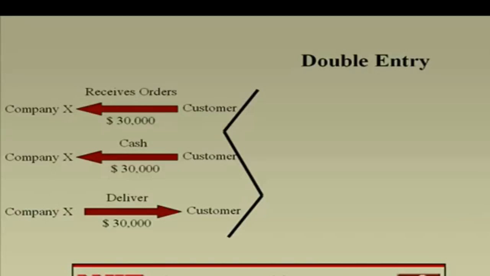Have you got it? In this diagram, you received the order, then the company got the cash, and then they delivered the product to the customer. So they got the cash before providing the service. What happens if you got the cash first and did your delivery later? Now, what's the double entry?